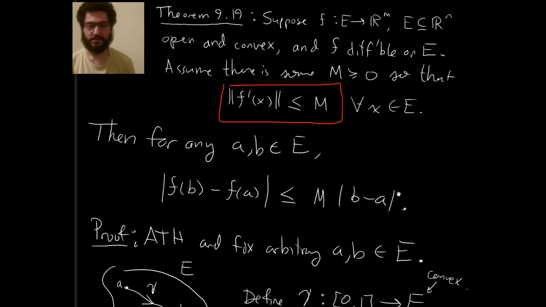And here I'm just reminding you what the theorem says. It says that if you have a function that's differentiable on an open convex set, and the derivative is bounded, then the function is Lipschitz continuous. Or another way of saying it is, if there's a bound on the derivative and the bound is m, then the distance between f of a and f of b cannot be more than m per jump from a to b.